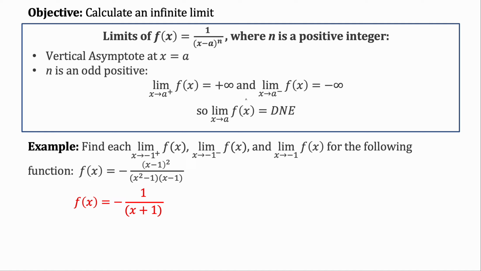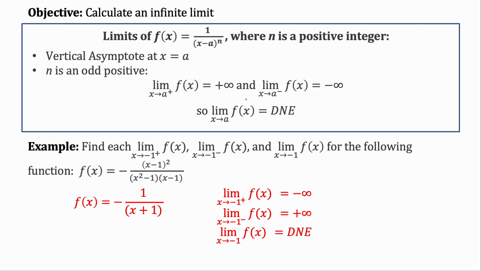So as we approach -1 from the right and the left, we should expect it to go in opposite directions if it's an odd positive. Now, normally from the right we would go to positive infinity and the left down to negative infinity. But that negative in front, remember, is going to flip that across the x-axis. So those things are going to flip as well. As we approach -1 from the right, we should expect to go down to negative infinity. As we approach -1 from the left and take that limit, we should expect to go to positive infinity. So the limit at -1 wouldn't exist because we're going in opposite directions.